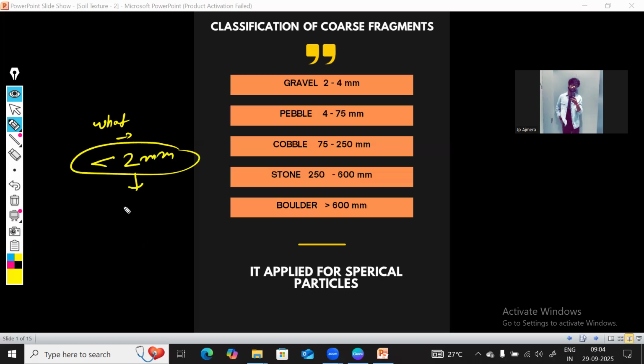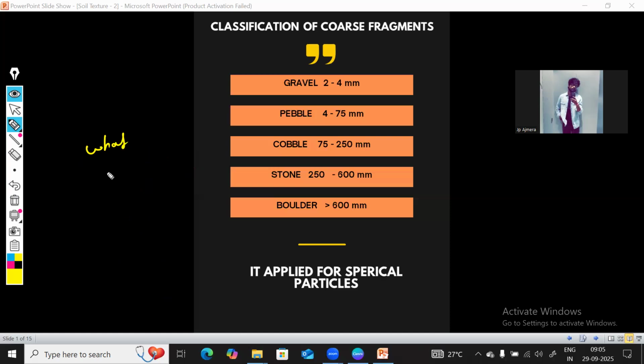But what about those which have size more than 2 mm? Sorry for that, it was a disturbance. I do live in a house, there is a lot of mess, so don't focus on that.